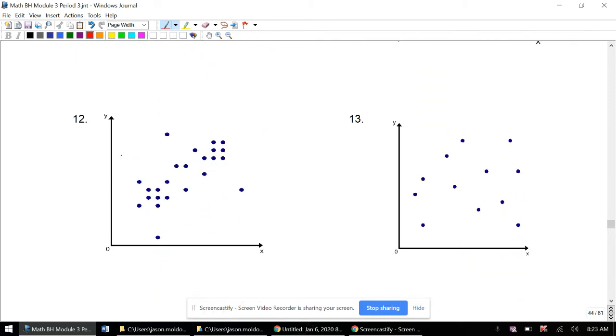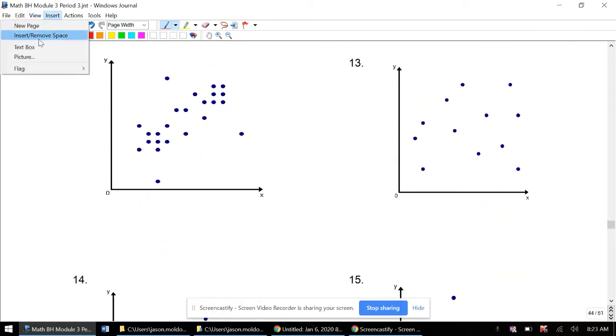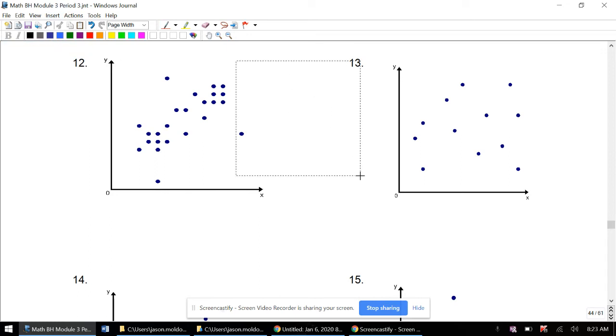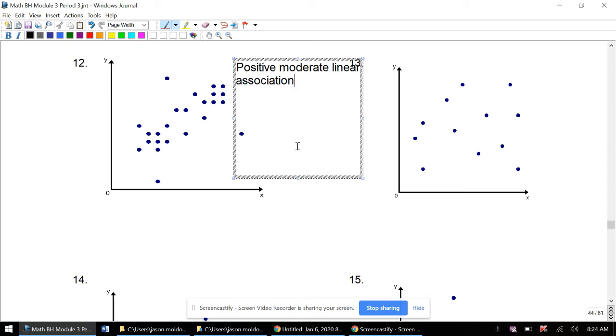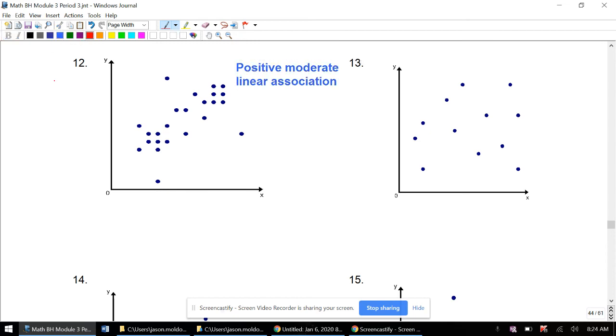Last one that we're going to look at, and then you're going to try the other three. Number 12. So this one is positive. I would say that this is either weak or moderate. I'm going to say moderate. And it sort of looks linear, maybe hard to determine, but I'll say linear for this one. This one definitely will probably have varying answers.